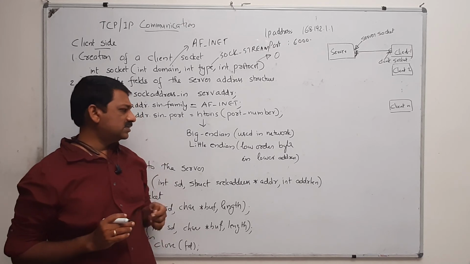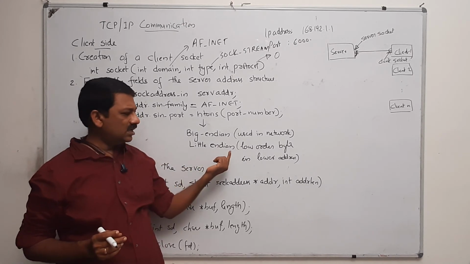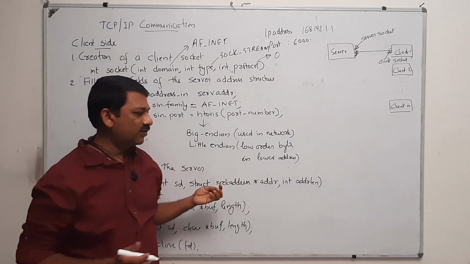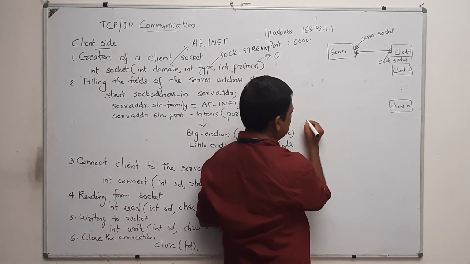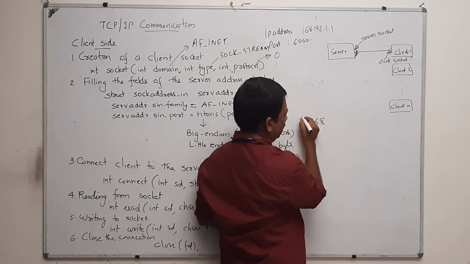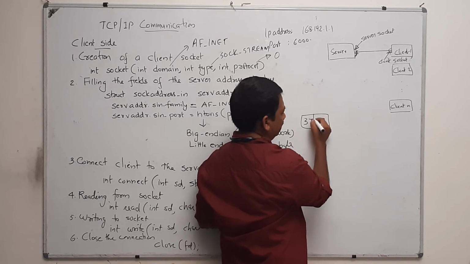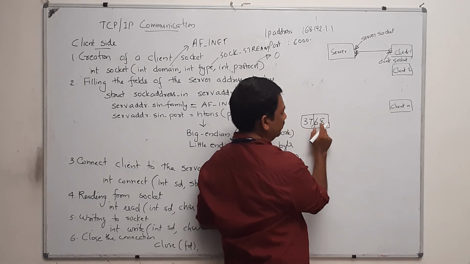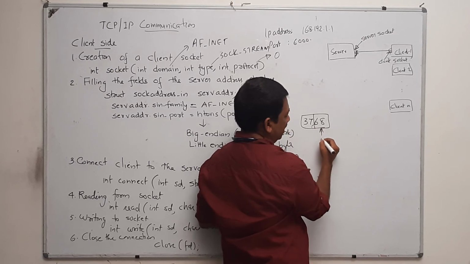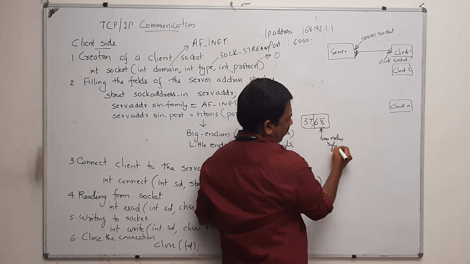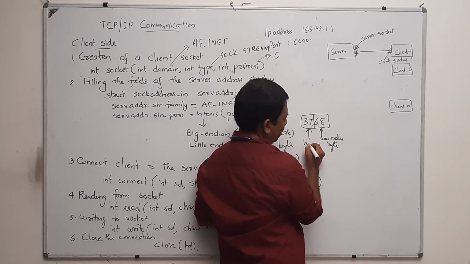Big endian means, in little endian machines, the low order byte is in the lower address. For example, suppose that you have say 3768. So 2 bytes are there. This is equivalent to 37 and this is equivalent to 68. This is the low order byte and this is the high order byte.